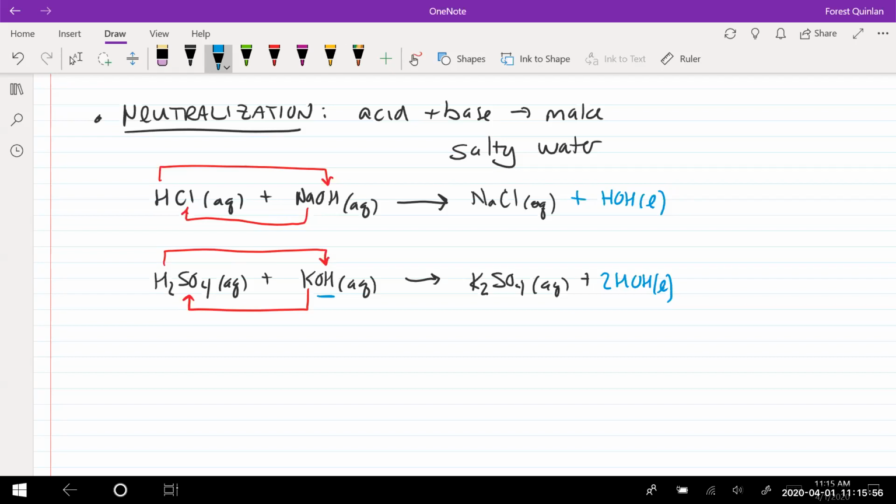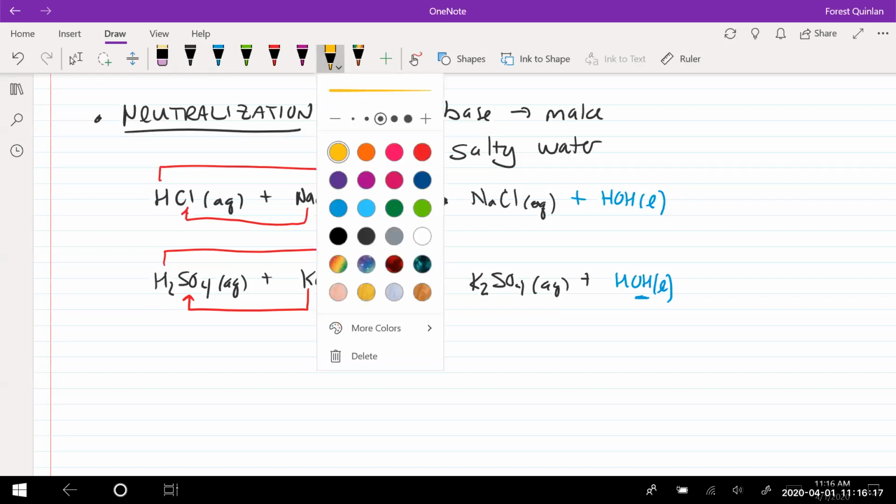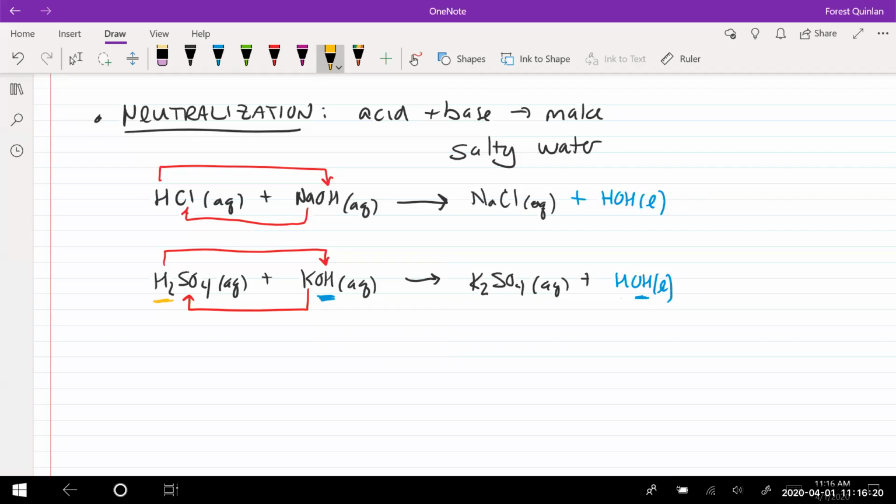I have an OH and I have an H. Why don't I just balance those? And so in neutralization, HOH is advantageous to write because I can see that I have my one OH and one OH. Great. I have my two H's on the left and only one on the right. That's why I'm going to put two H's, but that now gives me two OH's. I'll put a 2 there, which is good because that balances out my potassiums.